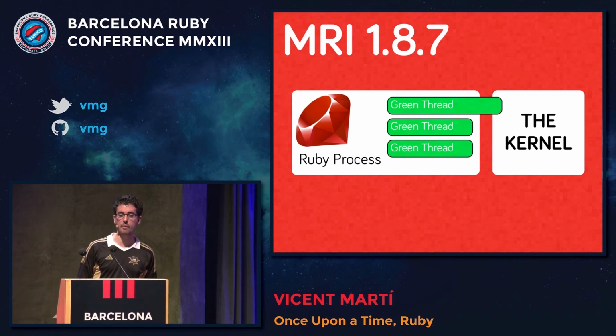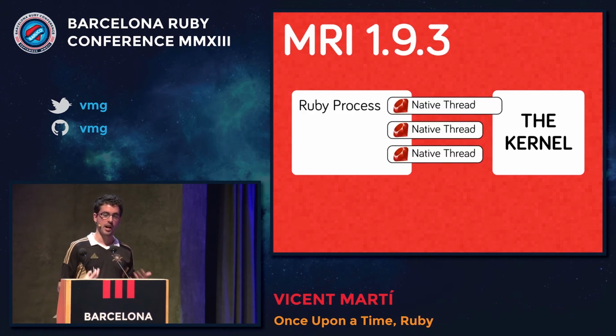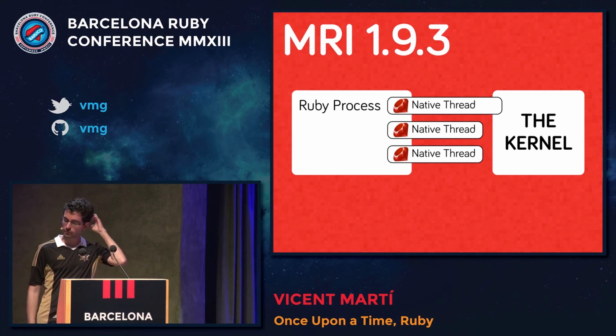But I told the white rabbit, obviously this doesn't apply because everyone's using Ruby 1.9 now. Yeah, not really. No one uses it. The thing is that the same thing still happens in Ruby 1.9.3. Ruby 1.9 now has native threads, which means that the kernel knows that the threads exist. It schedules them. The kernel does it.